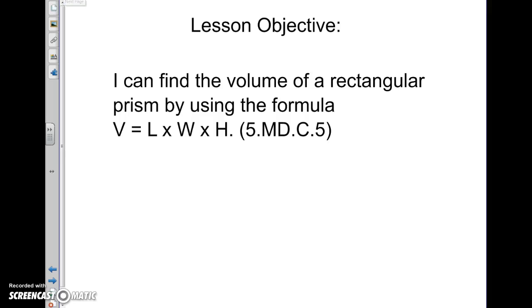Our lesson objective today: I can find the volume of a rectangular prism by using the formula volume equals length times width times height. It's 5th grade standard, measurements and data, C5.